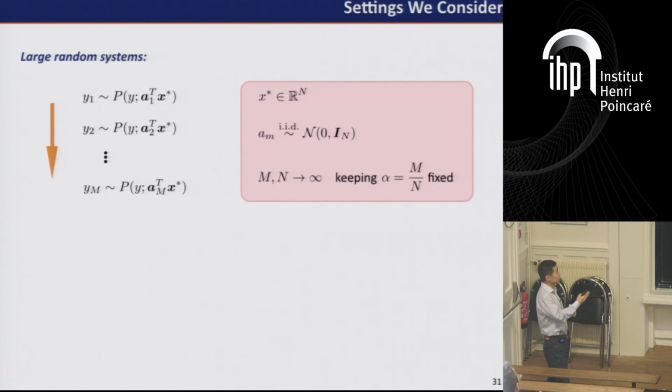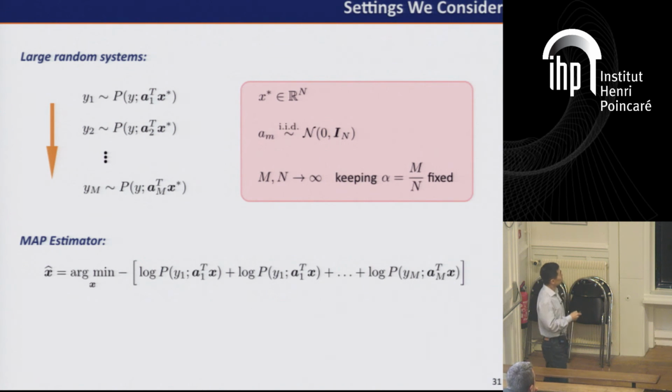Now, here are the settings that we consider in analyzing this algorithm. We consider the setting when, first, the sensing vectors are random. They are IID Gaussian. And we consider the case when n, the signal dimension, and the number of equations are both very large, but with a constant ratio between them. We call it alpha. Typically, you want alpha to be greater than 1 because you're missing a lot of information, so you want to be in this oversampled region.